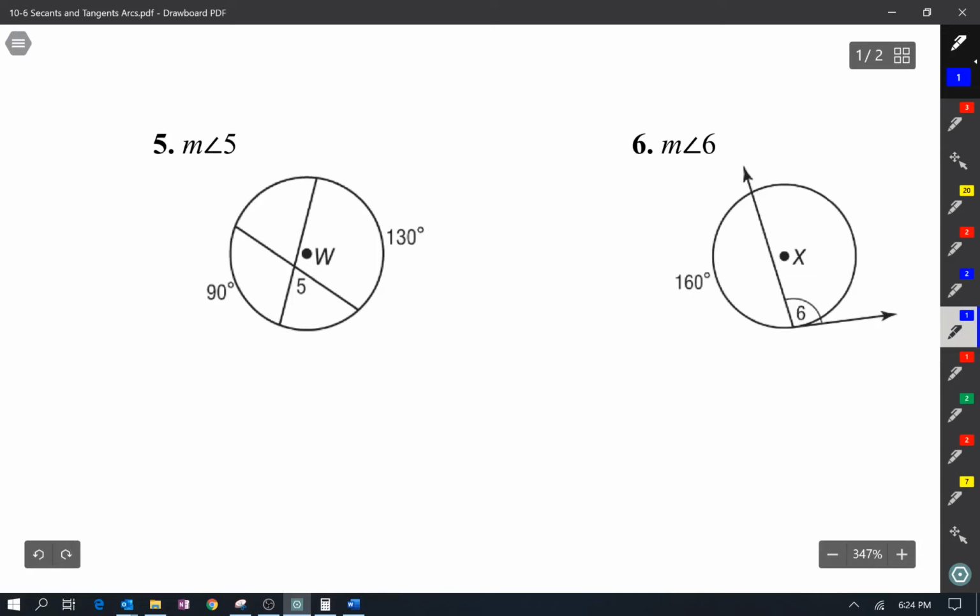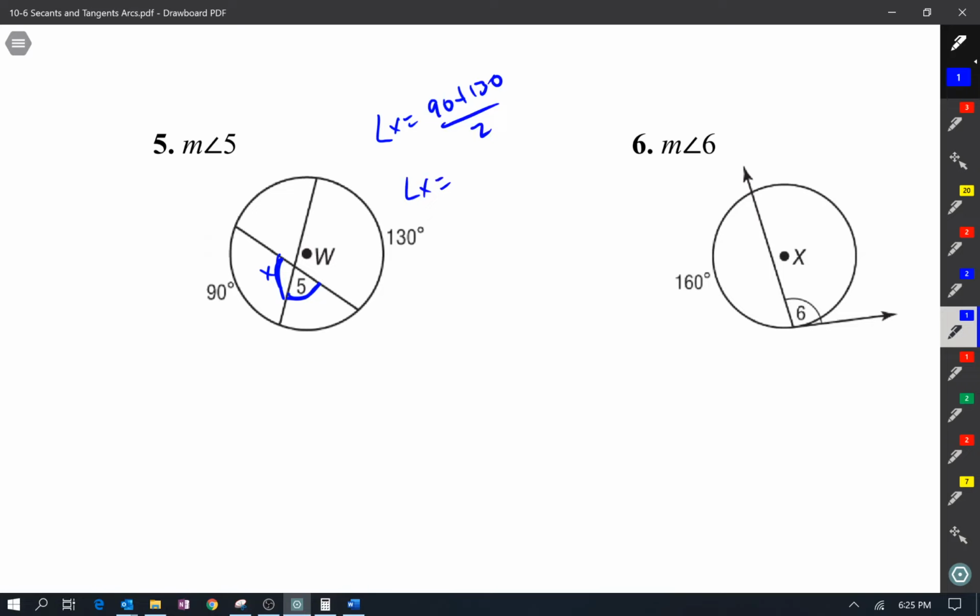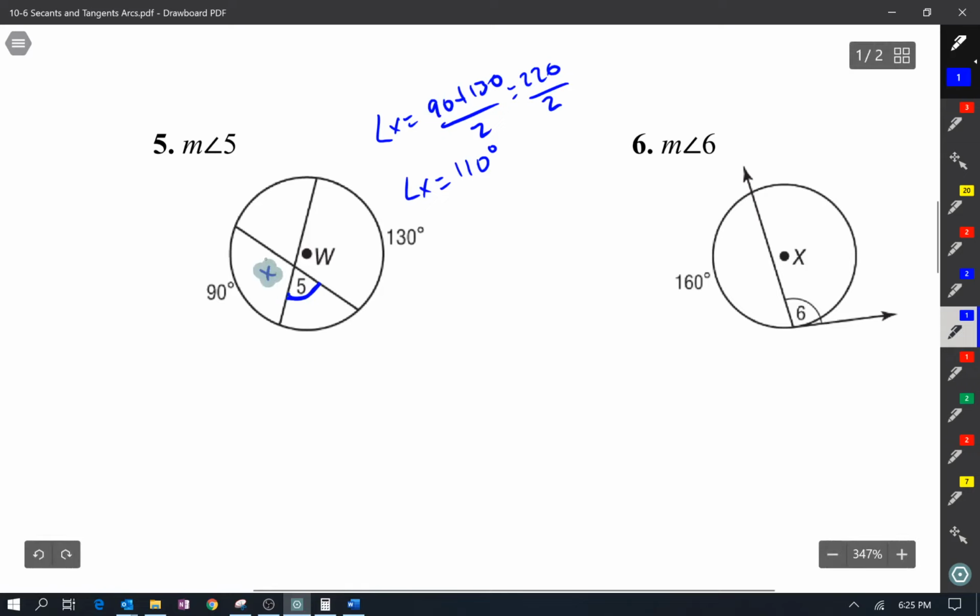All right, so this is cool. They're asking you what that angle is. Well, let's just figure out what angle x is first. Angle x is equal to the average of 90 and 130, right? So angle x is equal to, what is that, 210 divided by 2? No, 220 divided by 2, so 110, right? So angle x is 110, so let's write that in here.